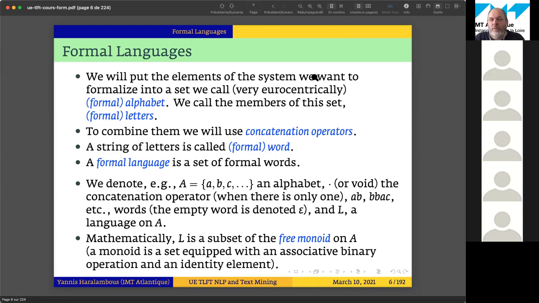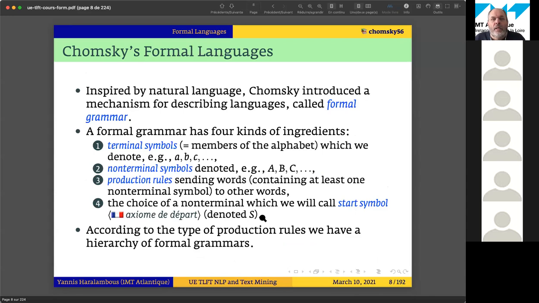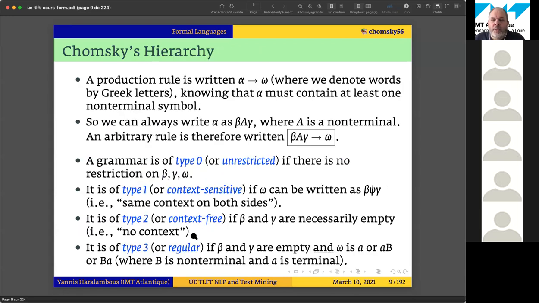And then the whole difficulty is to describe a language by saying how you decide whether a given word belongs or not to the language. So if it's a finite language, you can give all words, if it's not too big. And if it's an infinite language, then you need some other method. And we call sets of formal words formal languages. There are many types of them. Chomsky has given a hierarchy. And in natural language processing, we deal mostly with regular and context-free languages.